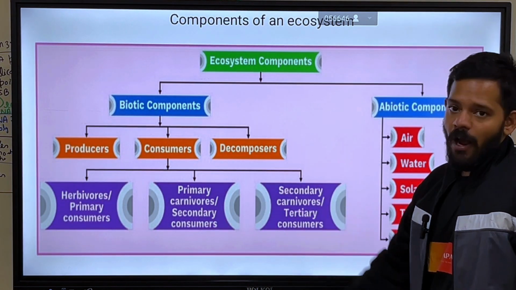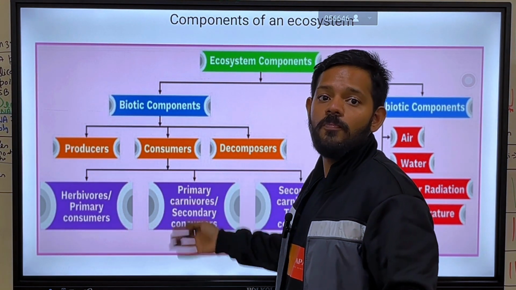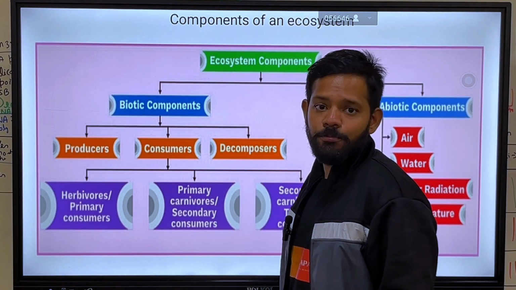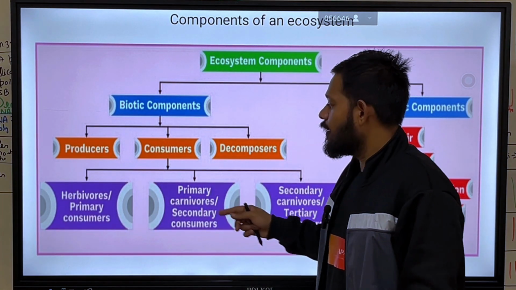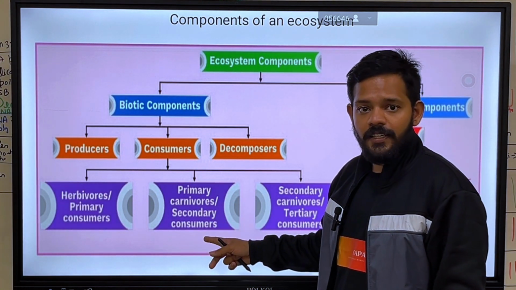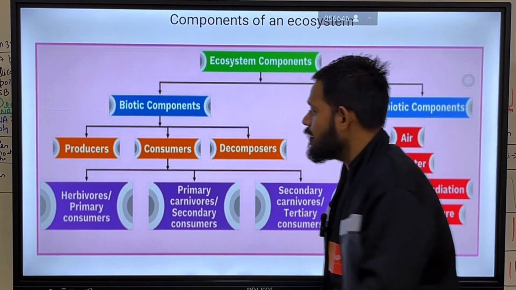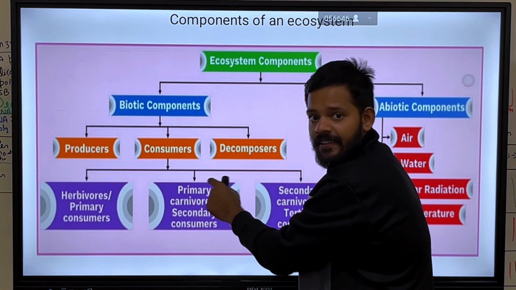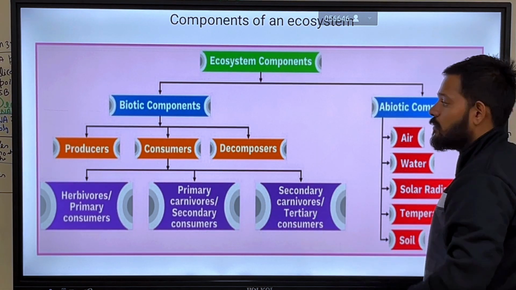The second is your biotic forces, which are producer, consumer, and decomposer. Producers make the biomass, consumers take the biomass, and decomposers decompose the biomass. Consumers are of three types: herbivores, which are primary consumers; primary carnivores, which are secondary consumers; and secondary carnivores, which are tertiary consumers.